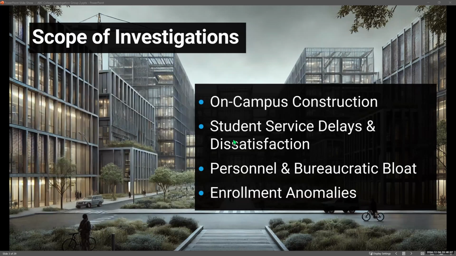One thing we definitely wanted to look into was on-campus construction, because there seemed to be so much of it. Student service delays and dissatisfaction. I'll explain our reasoning for wanting to talk to the student service hub, the call center on campus. We also decided to look into personnel and bureaucratic bloat. And last but definitely not least, maybe the most far-reaching aspect of our investigations was the enrollment anomalies themselves.